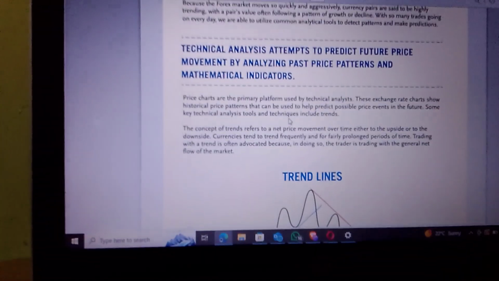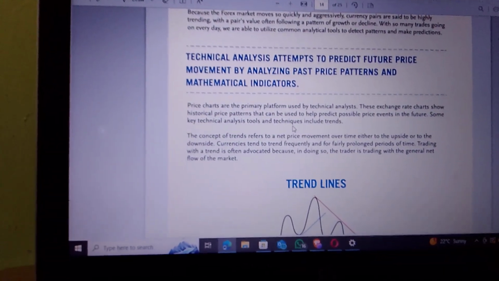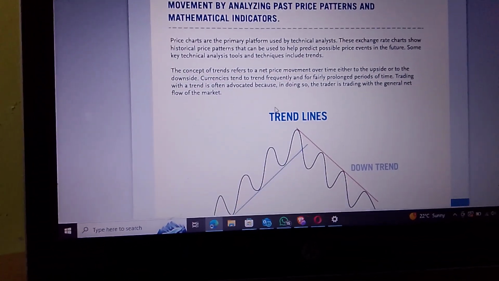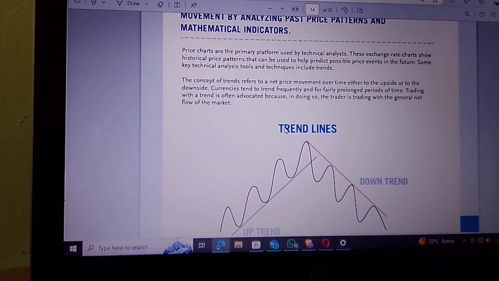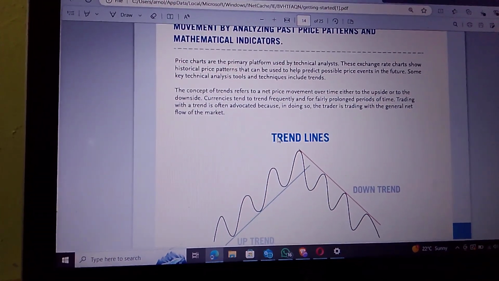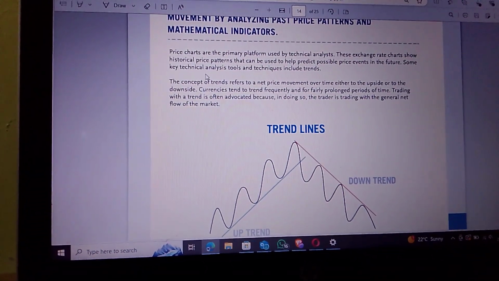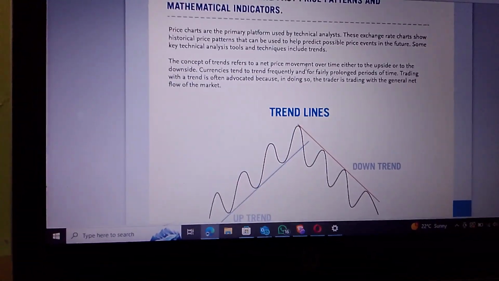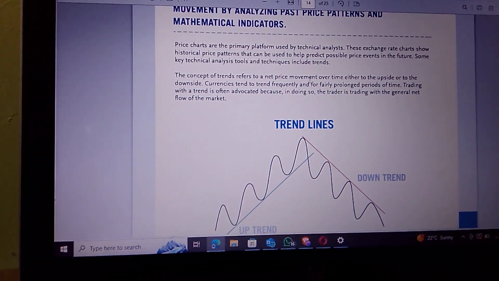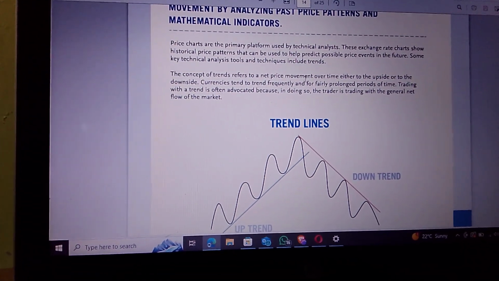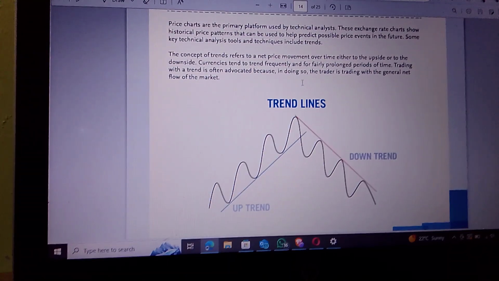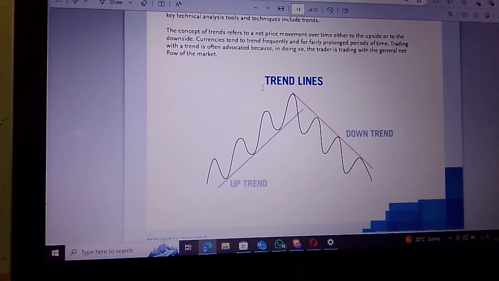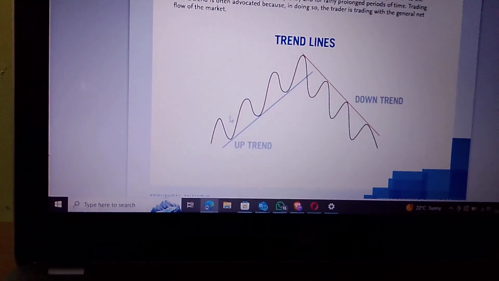Technical analysis attempts to predict future price movements by analyzing past price patterns and mathematical indicators. Price charts are the primary platforms used by technical analysts. These exchange rate charts show historical price patterns that can be used to help predict possible price events in the future. Some key technical analysis tools and techniques include trends.